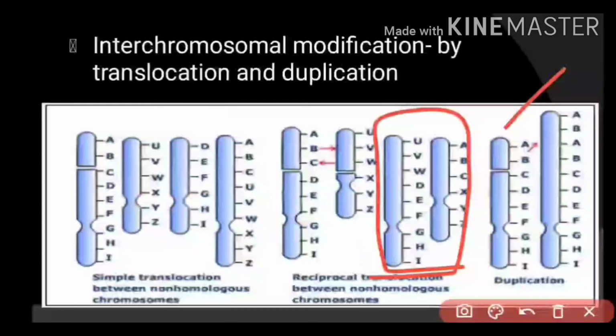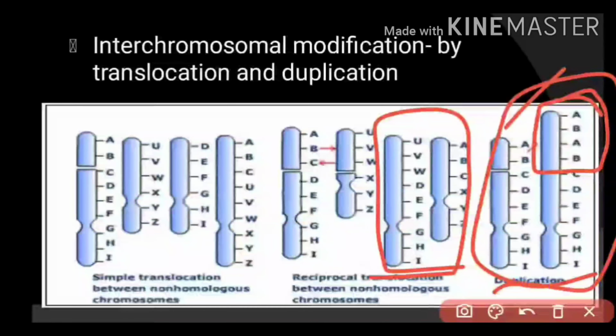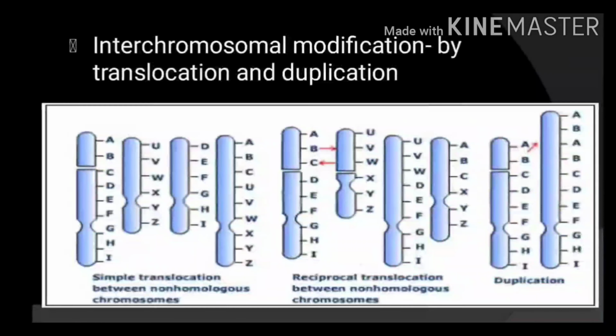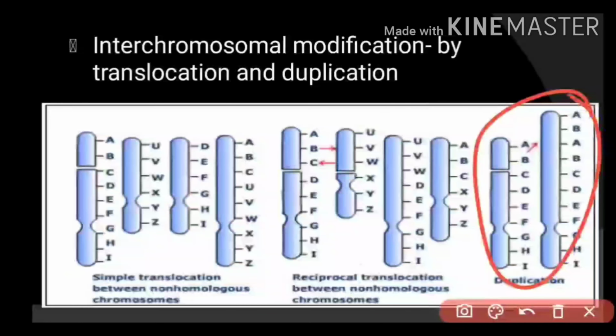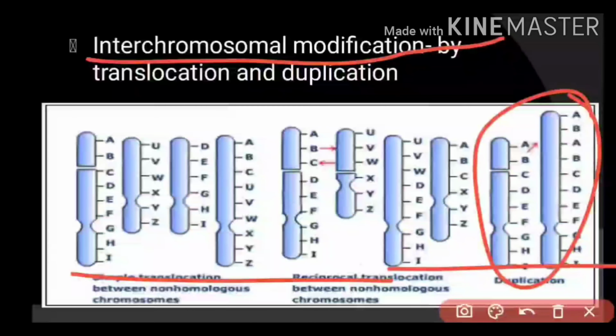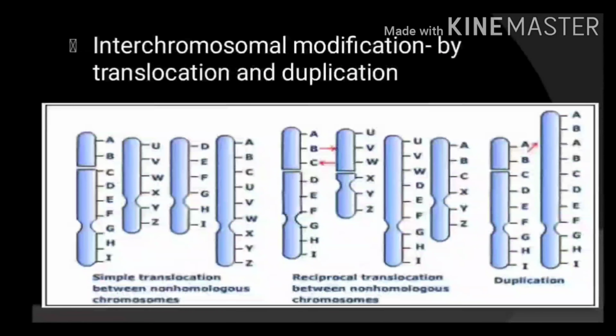Now if we talk about duplication, the part of the chromosome is duplicated twice or thrice. These are homologous chromosomes, and this can occur during crossing over when they are exchanging their segments, or it can take place during synapsis when the chromosomes come closer to each other. This is about the interchromosomal modification in which two chromosomes are affected. So this is about the modification in chromosome.